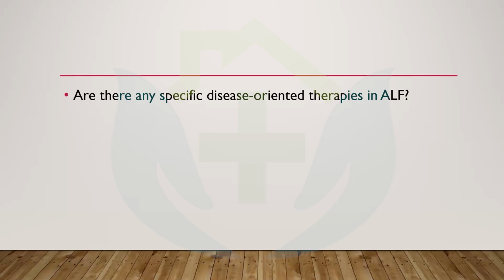Are there any specific disease-oriented therapies in acute liver failure? Disease-oriented therapies in acute liver failure, TIPS, okay. Transjugular intrahepatic portosystemic shunt. Any more specific therapies what we can give in few types of patients in acute liver failure? No problem. Okay, we'll move forward.